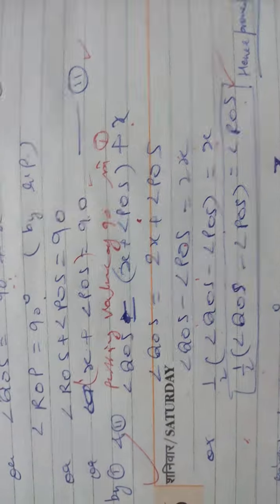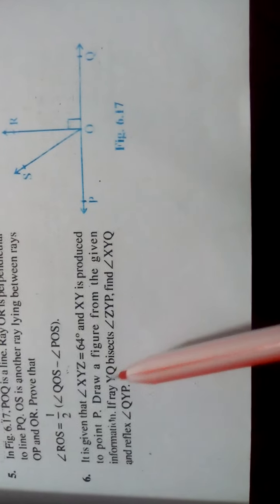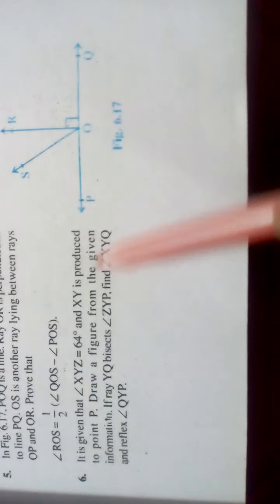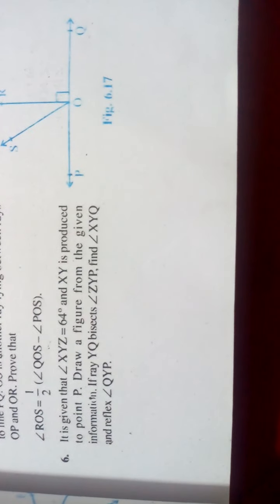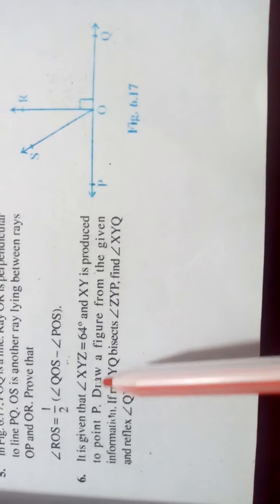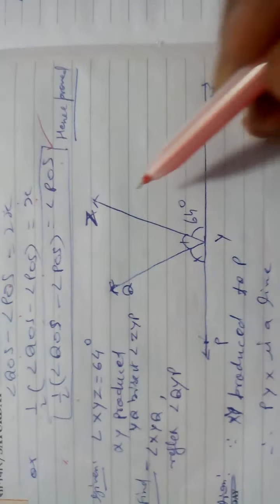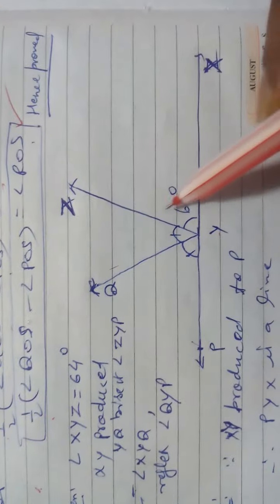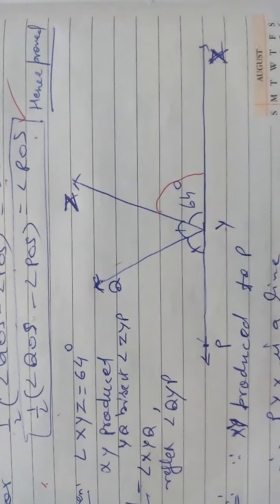Now you will see the last question, the 6th question, which is given. No figure. XYZ is 64 degrees. XY is produced to P. Draw a figure and then draw a ray YQ which bisects ZYP, and then find XYQ and the reflex of QYP. First of all, we will draw XYZ as 64. Drawn. First of all, XYZ. How much is it? 64 degrees.